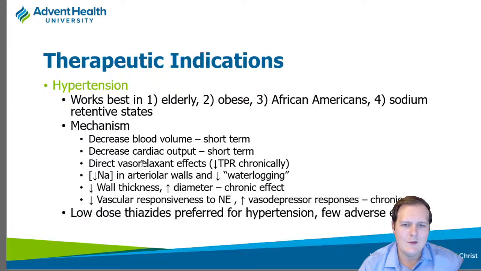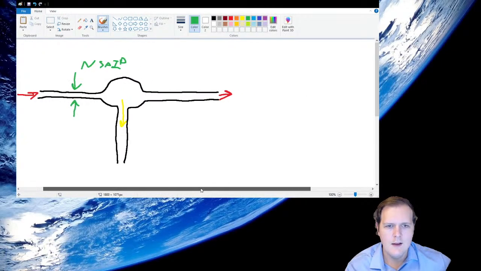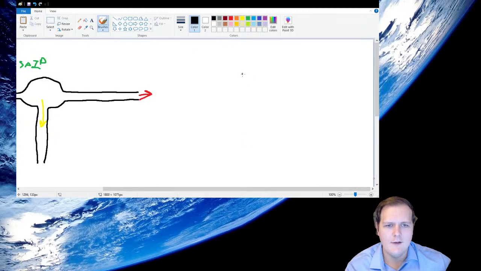Sure, you get some decrease in blood volume and cardiac output in the short term, but that is quickly negated by those reflex mechanisms like the sympathetic nervous system and the renin-angiotensin system. But what you're also going to see is, one, due to its ability to affect things like phosphodiesterase, it actually causes relaxation of the arterial smooth muscle. It also gets rid of this water logging effect here. And so I'll show you an example of that. If I were to paint this out, imagine you have a blood vessel, and then here you have the actual cells of that blood vessel. Okay.